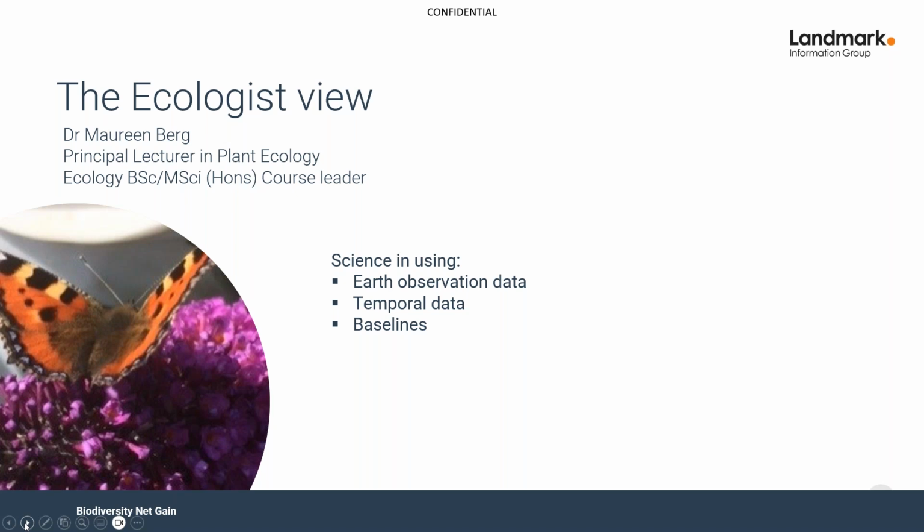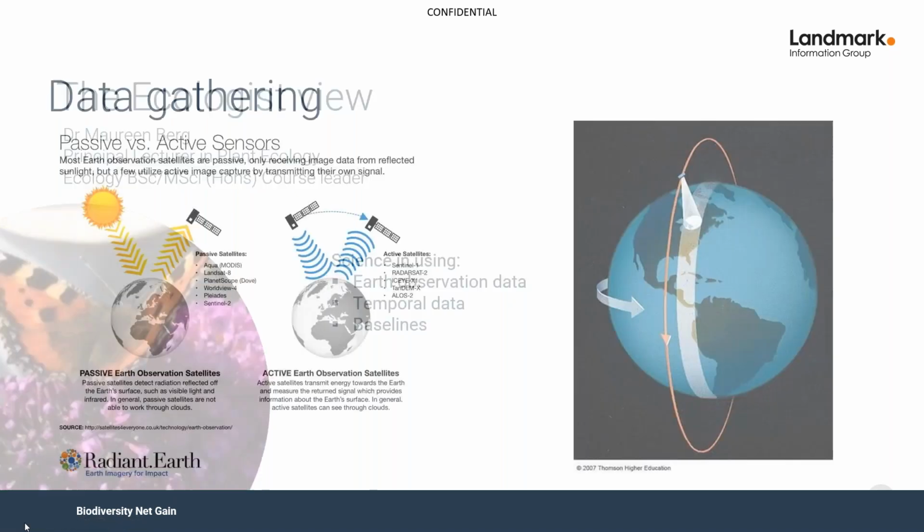So I'm just going to give you a bit of an overview of the principles of remote sensing, and also how that interacts with vegetation, which is quite key for habitat classification. And then after, I'll give you a little example of how that has been used in other habitats. So can I have the next slide, please?